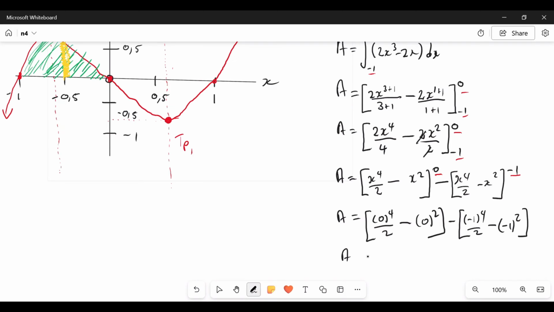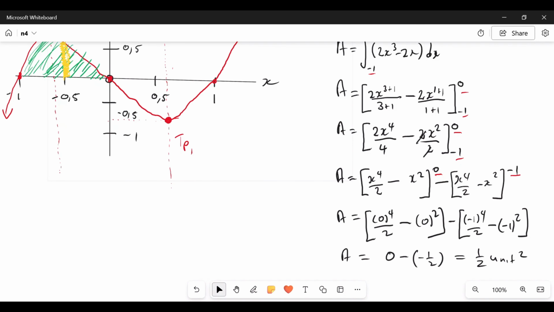Now we have to use our calculator. The first bracket, guys, we're going to have 0 if we use our calculator, and then we say minus. Inside this one here, we're going to have -1/2. So meaning our area, guys, is actually half. There we go, unit square.